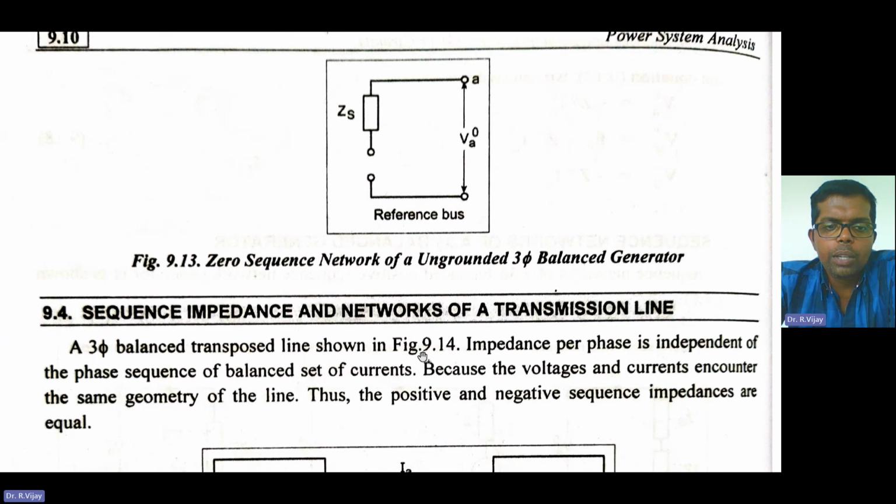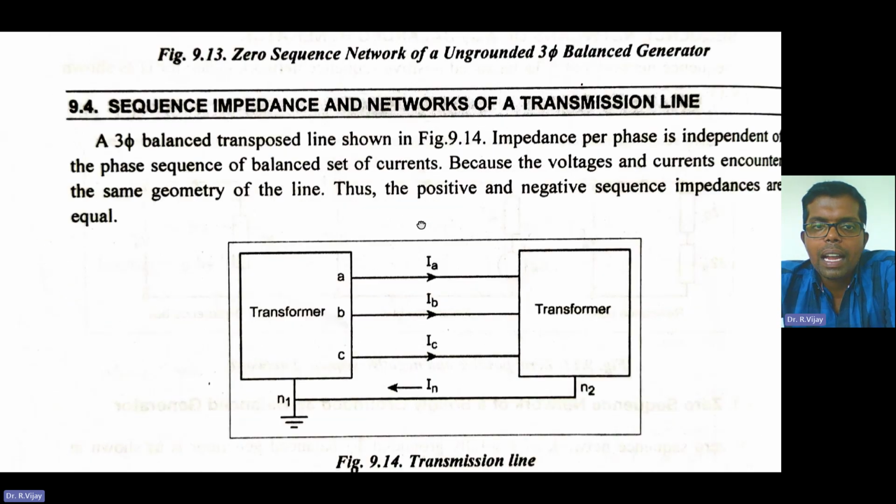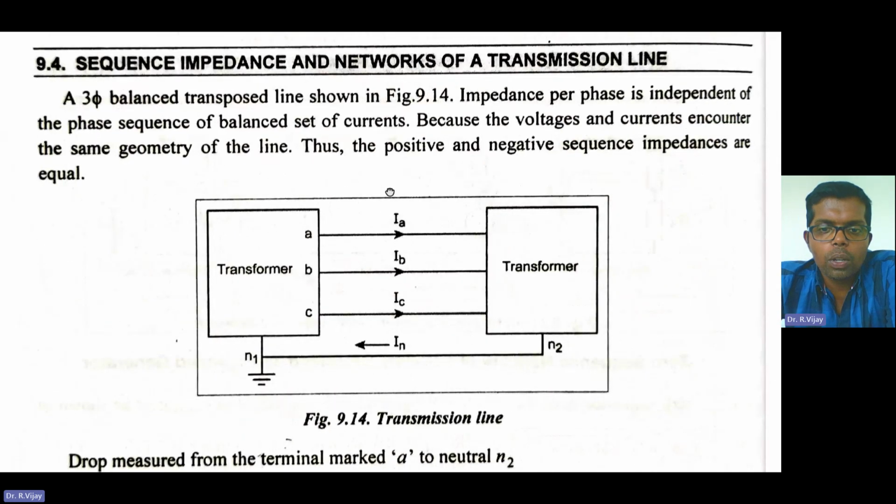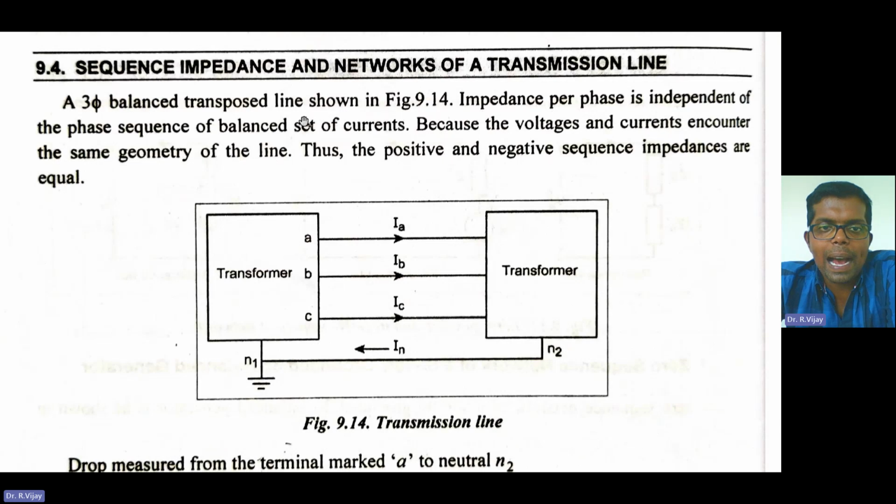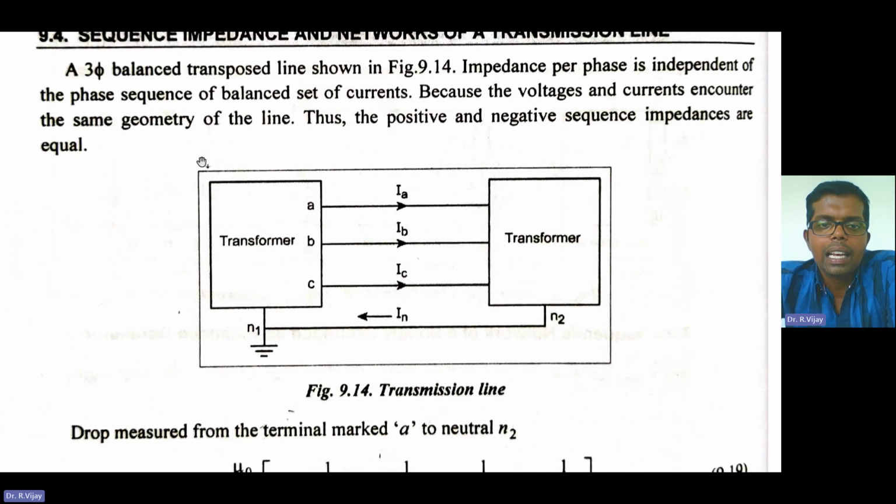Similarly, the sequence impedance and network of a transmission line. The transmission line also we need to derive. Consider a three-phase balanced transposed line as shown in the figure. The impedance per phase is independent of the phase sequence of a balanced set of currents because the voltages and currents encounter the same geometry of the line. Thus, the positive and negative sequence impedances are equal.